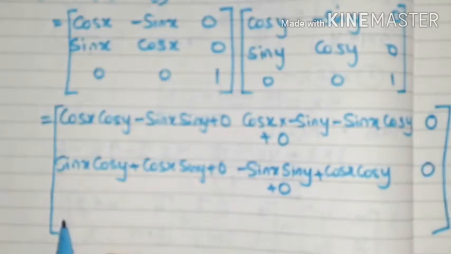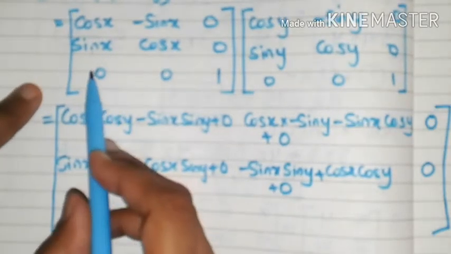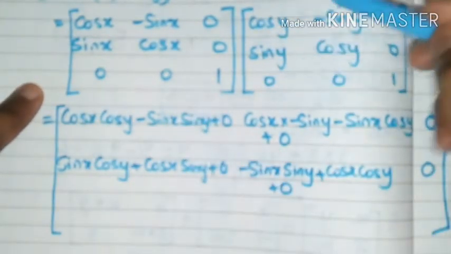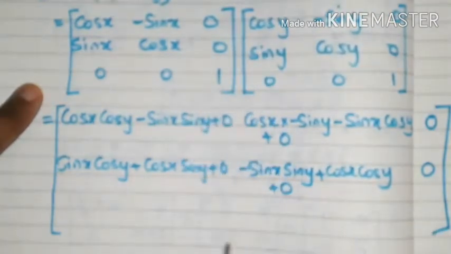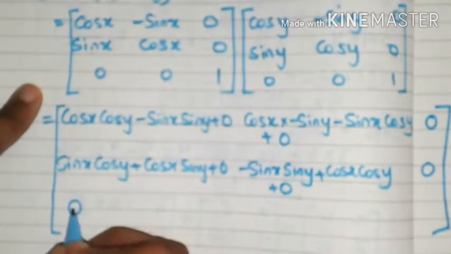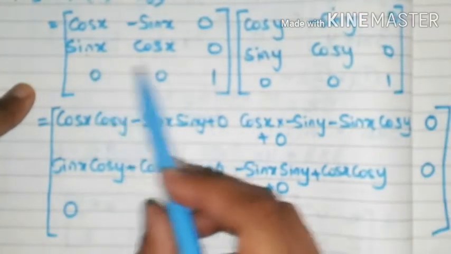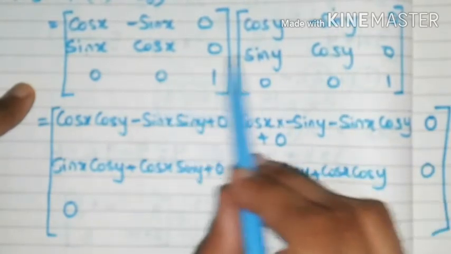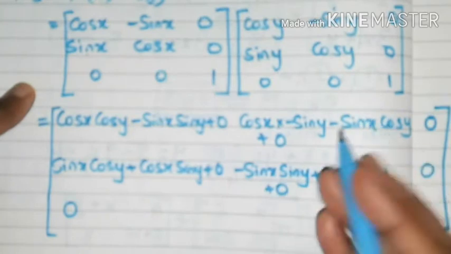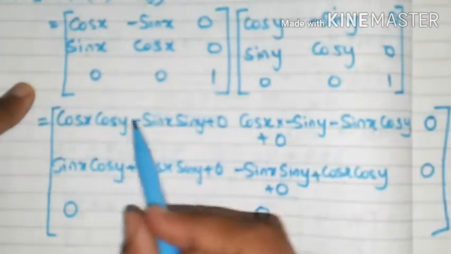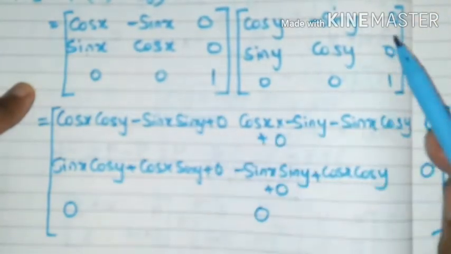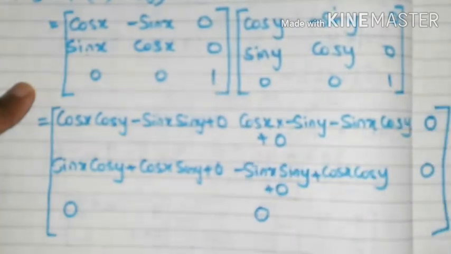Now let's go to the third row, first column. The third row, first column element means I have to take the third row and the first column. So 0 into cos y is 0, 0 into sin y is also 0, plus 1 into 0 is also 0. So this entire element will be 0. Now the third row, second column will be 0 into minus sin y, which will be 0, 0 into cos y will also be 0, and 1 into 0 will also be 0. So this entire element will be 0. Then I have the third row, third column: 0 into 0, 0 into 0, and 1 into 1. So I will get 0 plus 0 plus 1, so my third row, third column element will be 1.